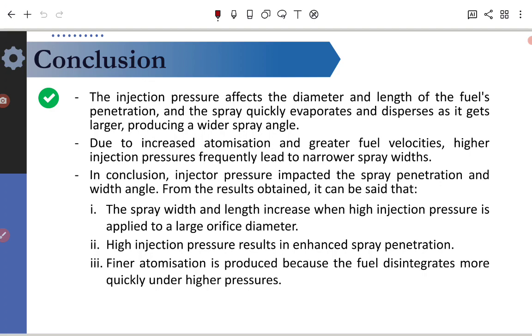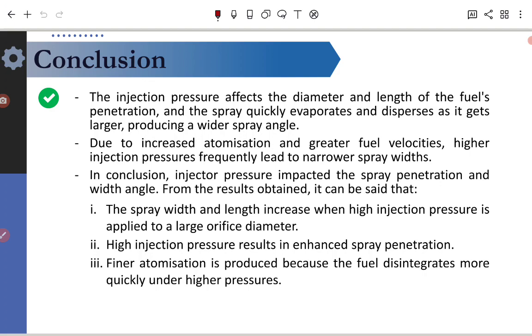So, as the conclusion for this project, I can say that the simulation of the fuel injection flow through the nozzle spray before the combustion process takes place inside the combustion chamber is depicted in the study. The simulation was run using a single hole injector with 0.3 mm diameter. Three distinct injection pressures were set for the nozzle: 50 bar, 80 bar and 110 bar, and the injection pressure affects the diameter and length of the fuel penetration.